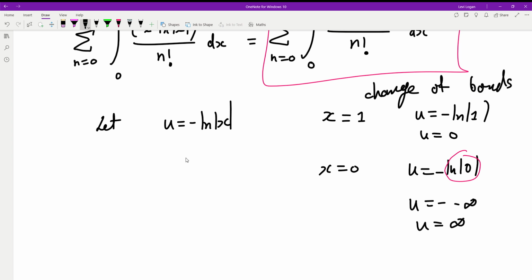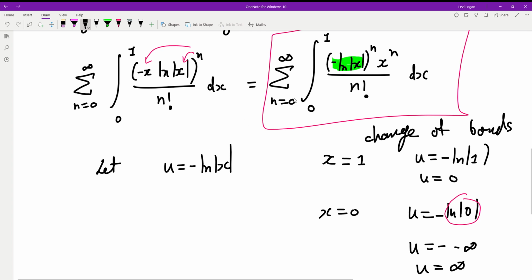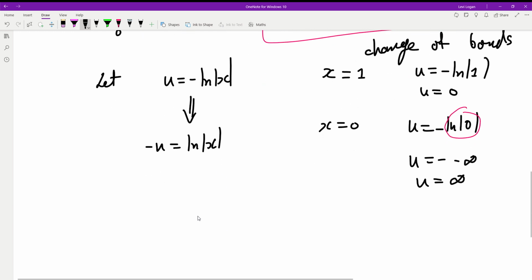Now what I'm going to do is find du dx, because if I make this substitution now, I'll have u and I'll have x's and I'll have dx's. I want to convert everything in terms of u. So that means I want to rewrite this x here in terms of u. So negative u equals natural log of x. I know natural log is log base e, so I can rewrite this in exponential form. So that one will be e to the negative u is equal to x. So that's going to be important very shortly.